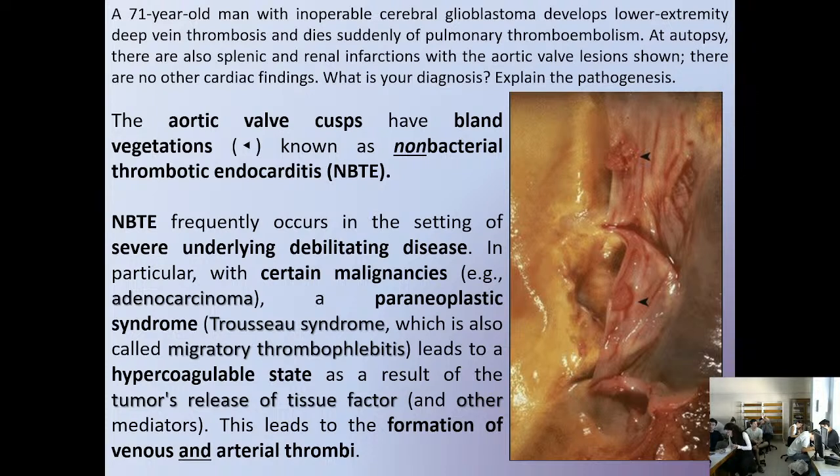All right? Yes, please. What do you mean by vegetation? It's what grows exophytically from the valve. As the blood passes, it breaks off, so it becomes an embolus. However, the patient died not of these infarctions. He died of pulmonary thromboembolism.